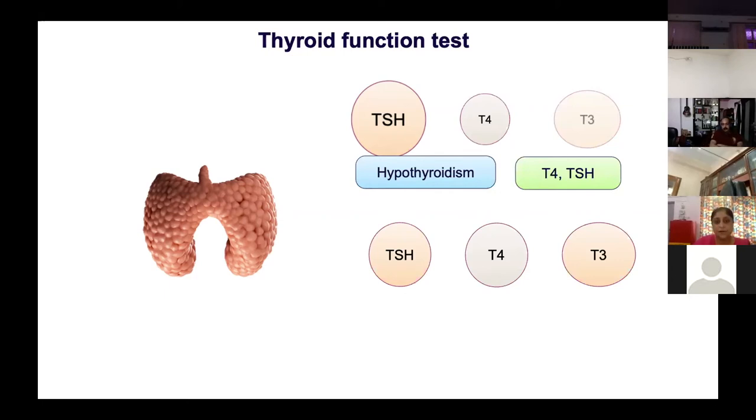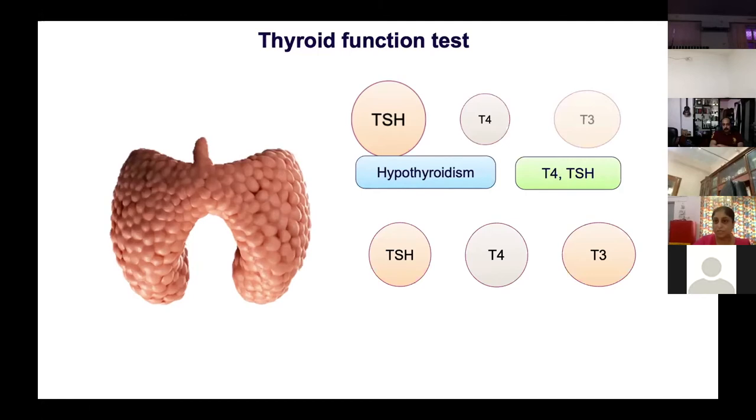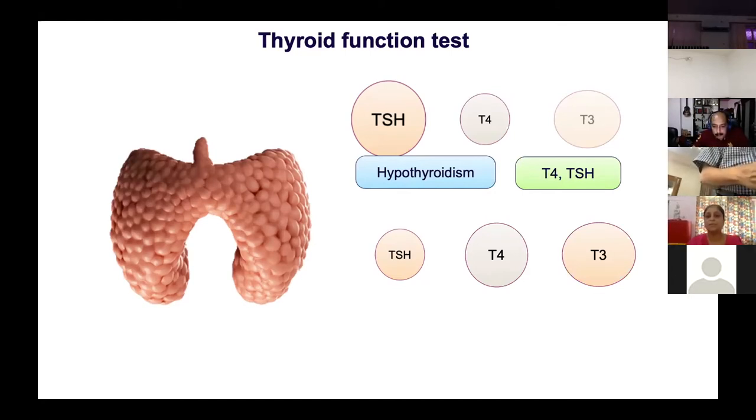Likewise, on the contrary, if there is hyperfunctioning thyroid, in thyrotoxicosis, what happens? For the same reasons, the levels of T4 go high because of thyrotoxicosis, and because of negative feedback, the levels of TSH go down. The first change is in TSH, the levels will be low in the circulation once you measure them. The levels of T4 would be high.